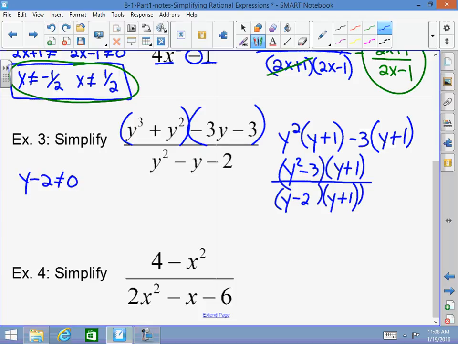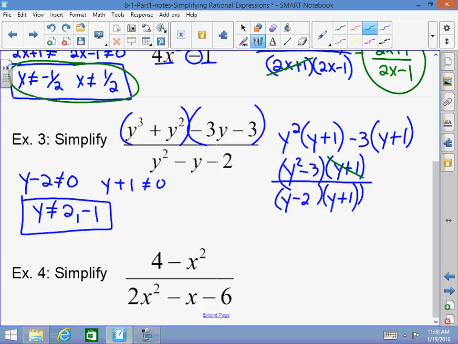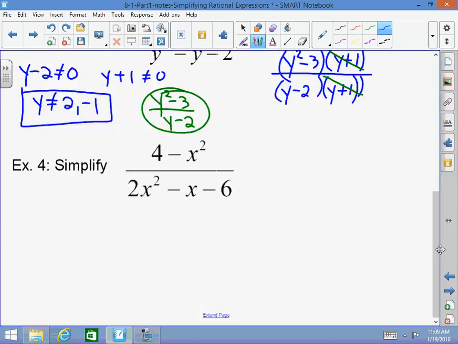Now, I got to find my undefined values, so I set the denominators to not equal 0. Y minus 2 does not equal 0. I set y plus 1, I'm sorry, to not equal 0. So y cannot equal 2 or negative 1. Those are my undefined values. Now simplify if possible. The y plus 1 cancels out with the y plus 1. And my simplified rational expression is y squared minus 3 over y minus 2. And there it is.